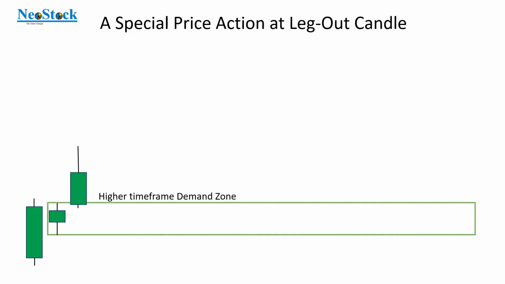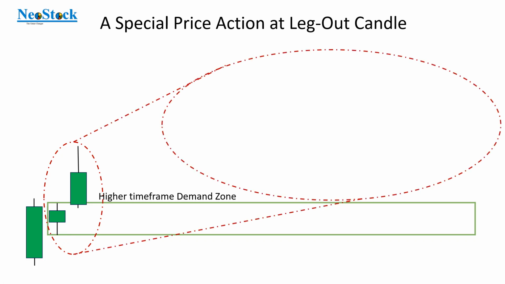Let us assume this is a higher time frame demand zone, a rally base rally. The same concept you can apply for supply zones also. Now look into this base candle and leg out candle, and you can get into the lower time frame details of this particular area. Probably in the lower time frame, you have a price action like this.